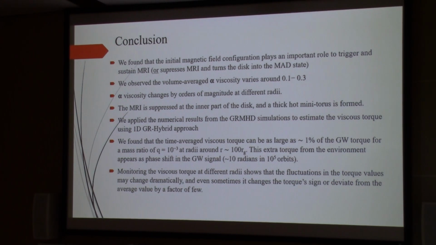So, now the conclusion. We basically found that the initial magnetic field configuration plays an important role to trigger and sustain the magnetorotational instability, or doing the opposite. We also observed that the volume average alpha viscosity can vary between 0.1 and 2.3, which is higher than what the analytical models use. They usually use 10 to the minus 2. The MRI is suppressed at the inner part of the disk, and a thick hot mini torus is formed. We apply this 1D GR hybrid approach to estimate the viscous torque, and we find that the viscous torque can be as big as 1% of the gravitational wave torque. Monitoring the viscous torque also suggests that fluctuation is there, and it can change the values of the torque by order of unity.